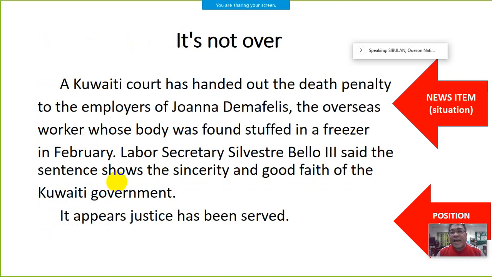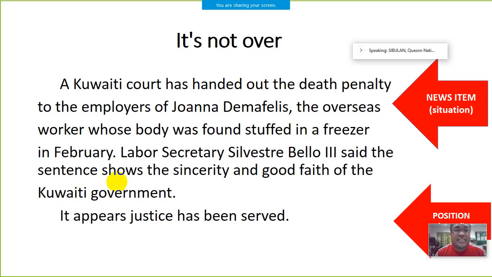Now let's try to analyze this example. It's taken from a national tabloid. So the title is "It's Not Over." In our discussion earlier, I mentioned that the title of an editorial should not be more than 3 words. In this case, it fulfills the standard rule because the title of this editorial is only 3 words. Now, the title should be related to the context of your editorial article.